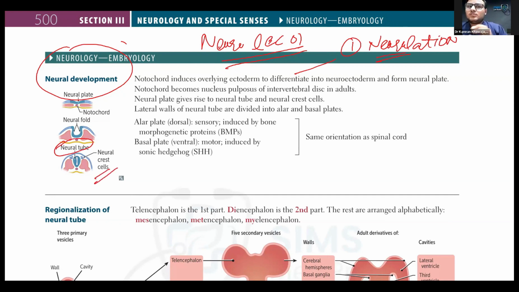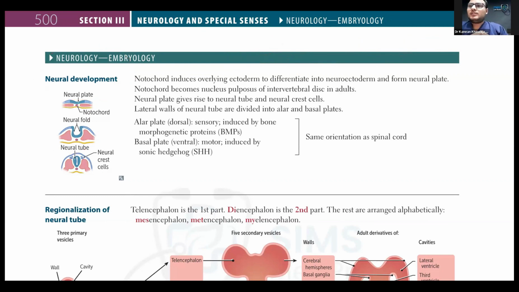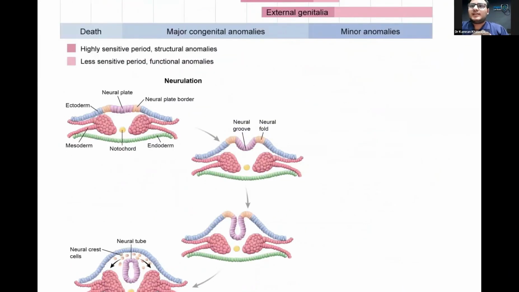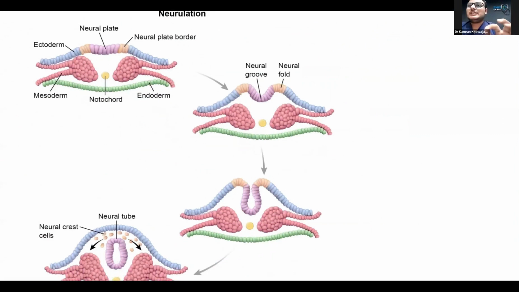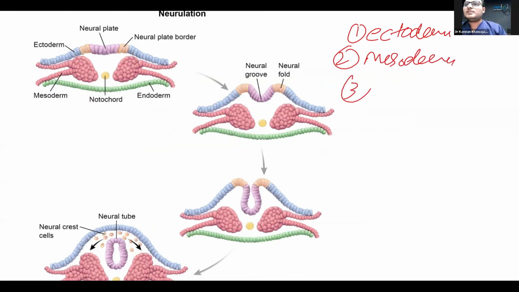I will show you a picture of how neurulation happens. In this diagram you can see the concept of neurulation. First of all, you should know that there is development of three important structures. The first is the ectoderm, next is the mesoderm, and the third is the endoderm. These are the three structures that you should know about.